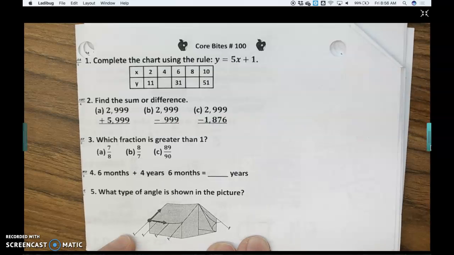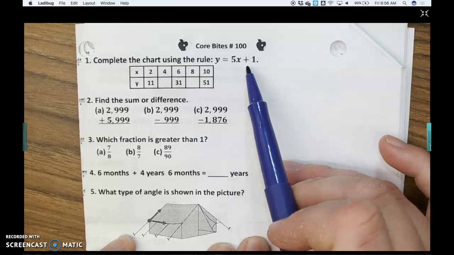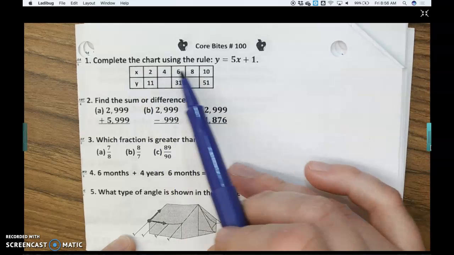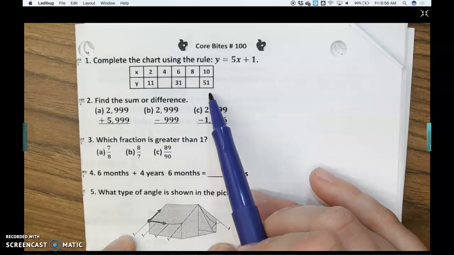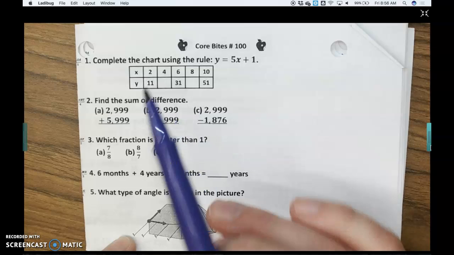So for the first one, we're trying to use this chart. Y equals 5x plus 1. So up here you have x, here you have your y. So you have to plug in the numbers using the formula to figure out the answer.